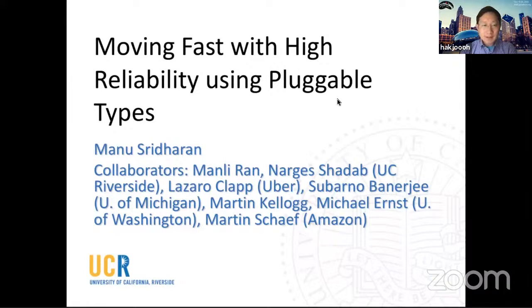Let's start the last keynote session. Let me introduce the speaker, Manu Sridharan. Manu is a professor at the University of California, Riverside, and he previously worked at Uber and developed a static analysis system there. Before that, he worked at IBM Research and Samsung Research. And today, he'll talk about his recent work on pluggable type systems. So Manu, would you please begin?